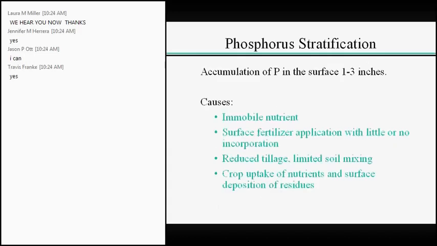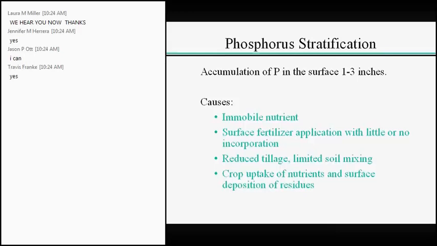So this phosphorus stratification, why does it come about? Well, it comes about mainly because phosphorus is so immobile once it hits the soil. So it usually happens in the top 1 to 3 inches. It's because of surface fertilization, and it doesn't make any difference whether we're using an organic source or an inorganic source of nutrients, with little or no incorporation. So from a soil testing standpoint, this kind of gives us fits, because, well, I'll show you a slide here in just a little bit.